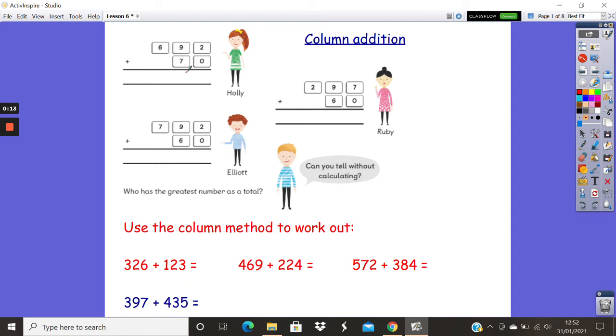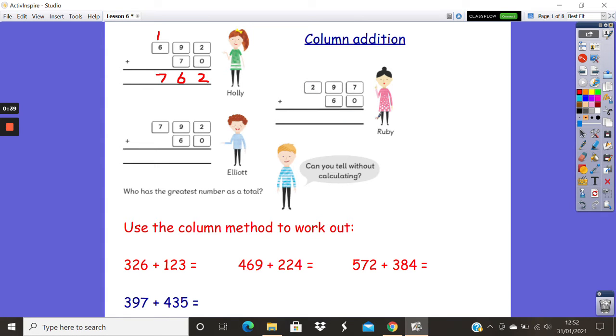So here, we've got 692 add 70. As always, we're going to start with our ones. So we've got 2 add 0 is 2. 9 tens add 7 tens is 16 tens. Carry over our 100. 100 add 600 is 700. So 692 add 70 is 762.